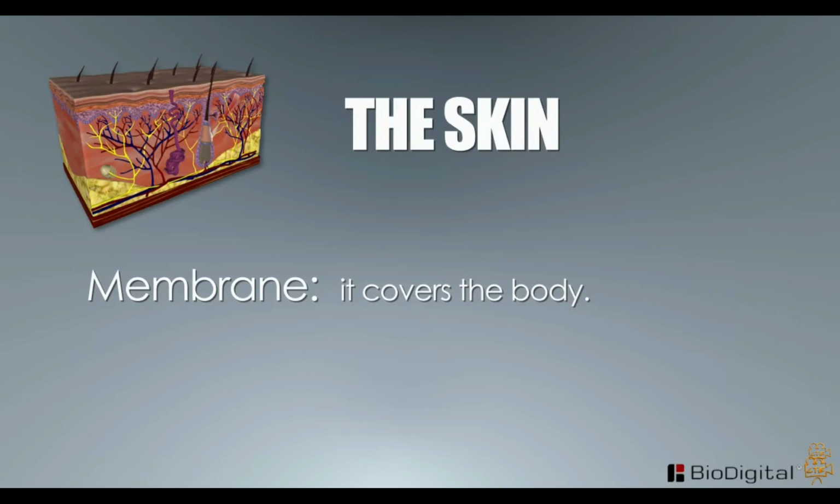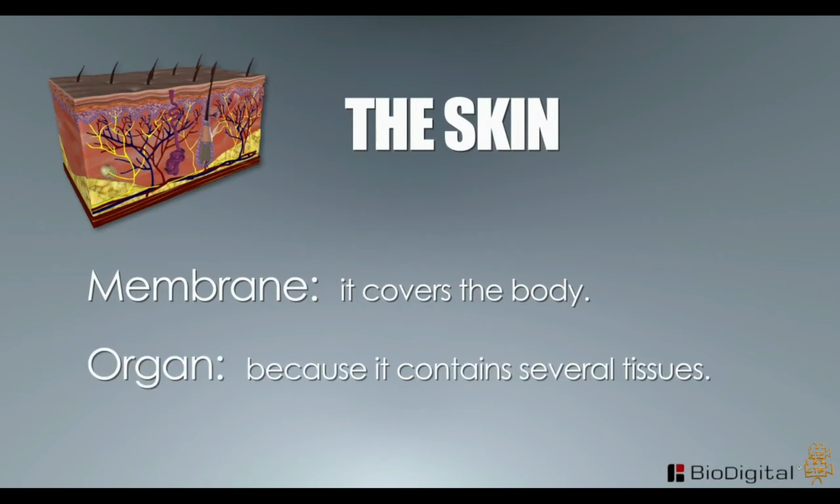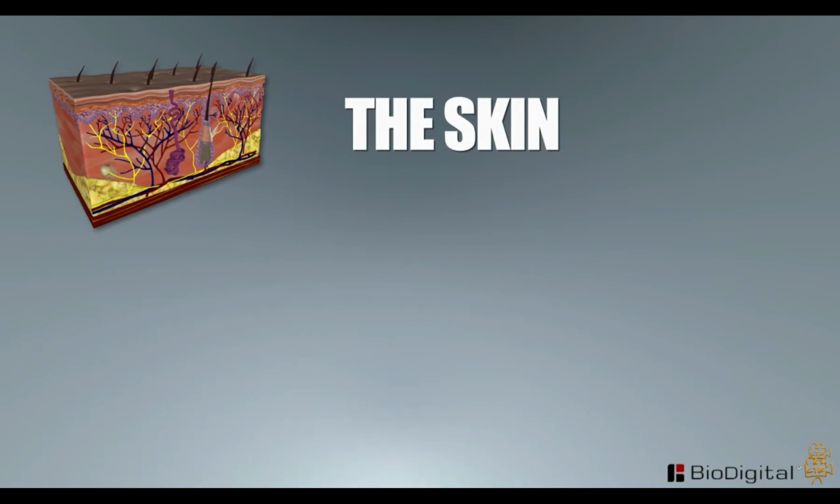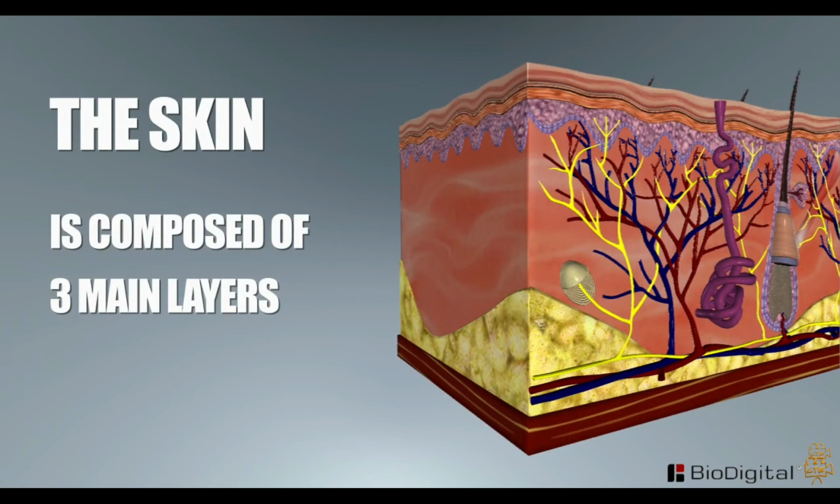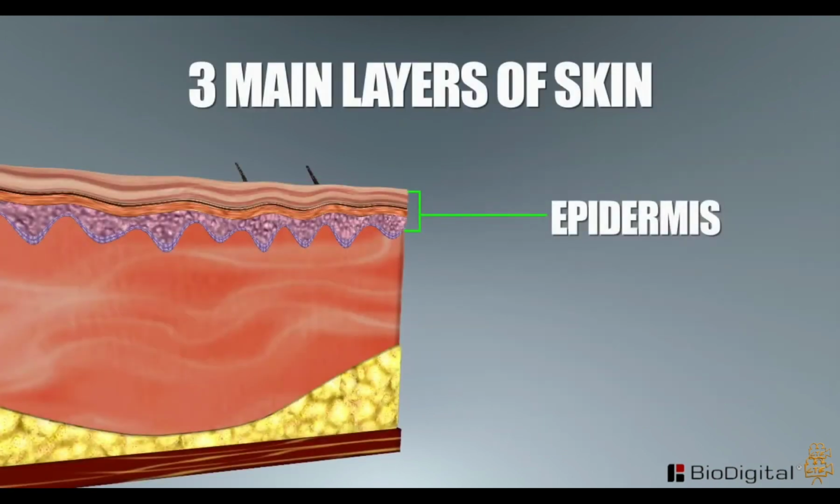This system is known as a membrane because it covers the body, and an organ because it contains several tissues. For the purposes of this course, this system will be described as an organ with a variety of essential tissues. The skin is composed of three main layers: epidermis, dermis, and hypodermis.